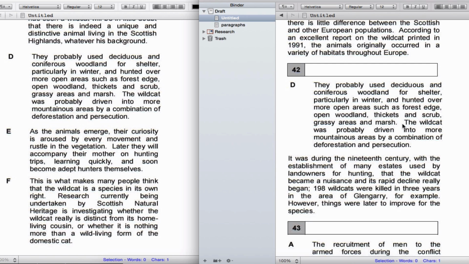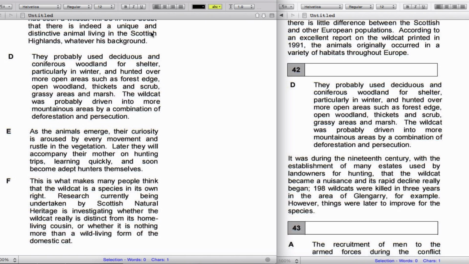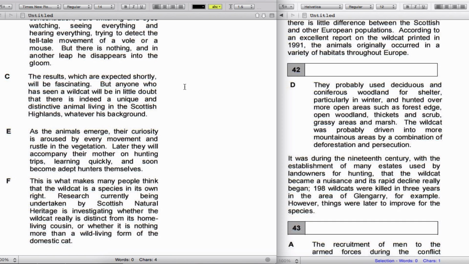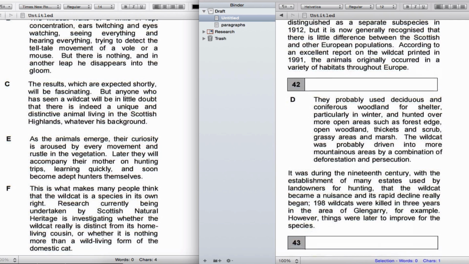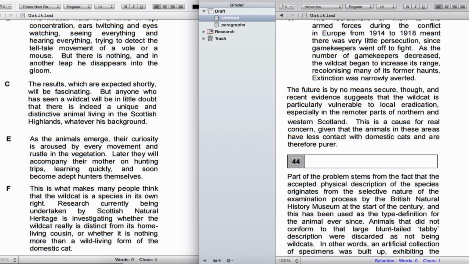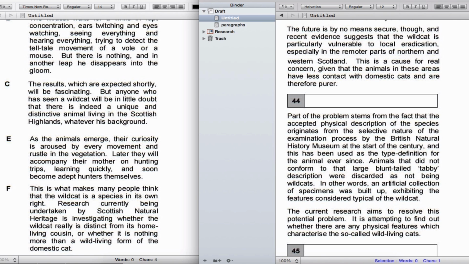Yeah, and then we have the wildcat was probably driven into more mountainous areas by a combination of deforestation and persecution. And then this next bit, it's about the persecution of the animal because they were a nuisance and the landowners began to kill them. Okay, ding ding ding. That's a winner, right? So we've done 41, we've done 42, we've done 43. What about this 44?